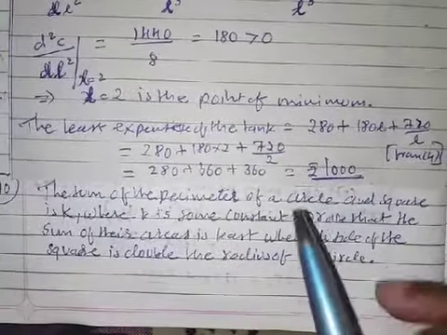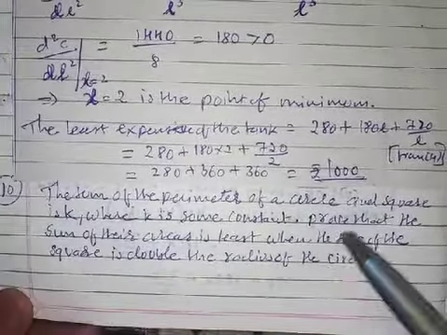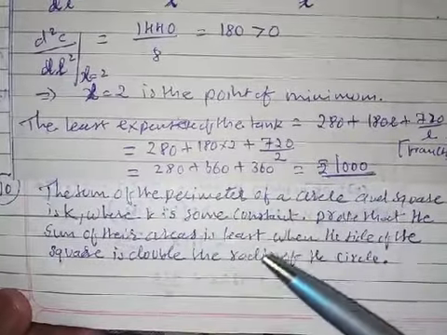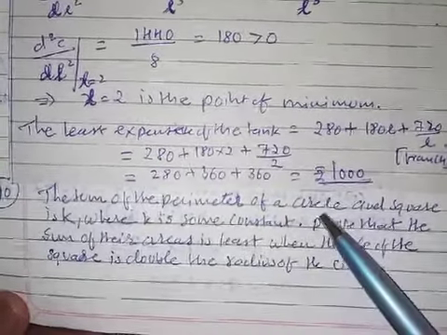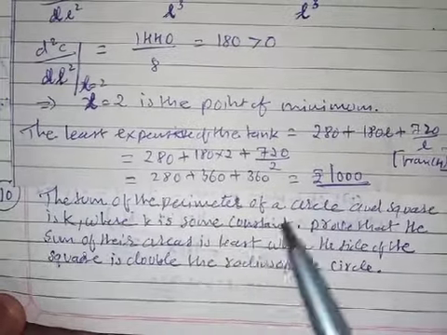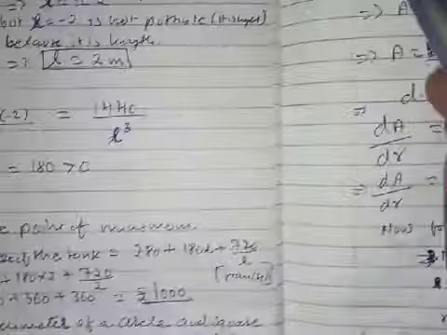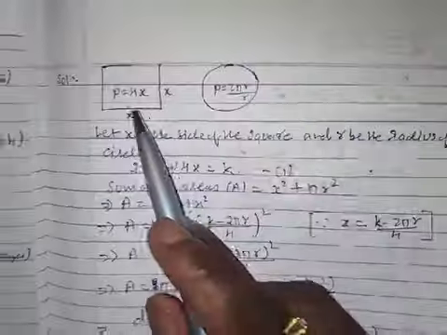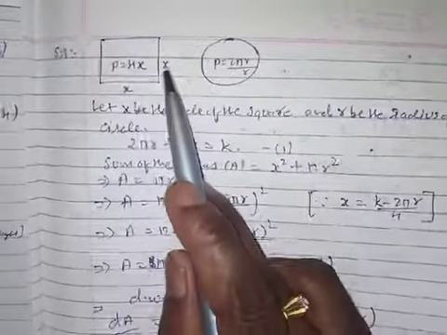Understood? So let's see how we are going to equate. We are going to equate from the perimeter to the area. From the perimeter we will find x and then substitute in the area, so we will get one variable. That is a relation between them. So P, the perimeter of the square, is 4x, if x is the side.